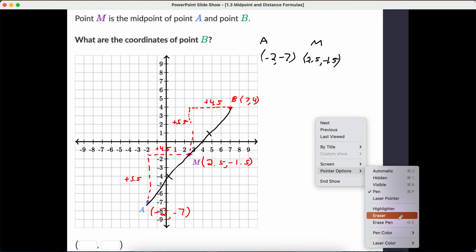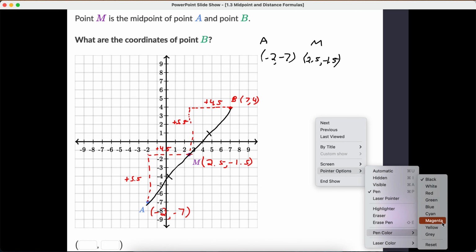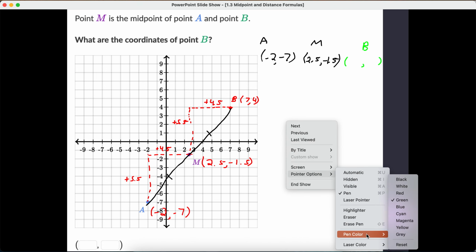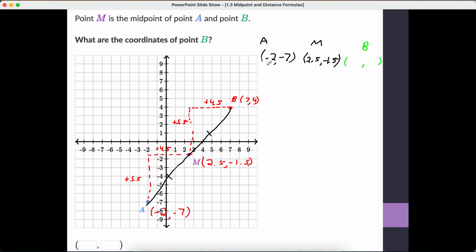It's becoming very apparent that a mouse is not the easiest way to do this. Let's say B is green, because why not? So to find green, again, we know what we're doing. We're essentially going up and right the same amount. So let's do this in so many colors. Magenta now. To go from this X to this one, to go from A to M, I'm increasing by 4.5. So if I increase by 4.5 from M to B once more, well, 2.5 plus 4.5 puts me at 7.